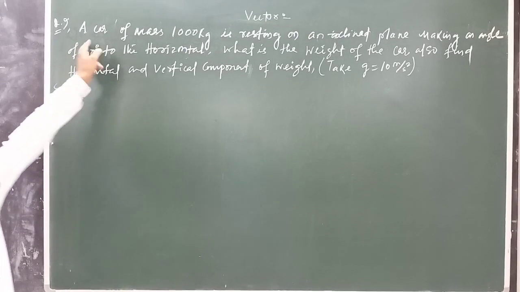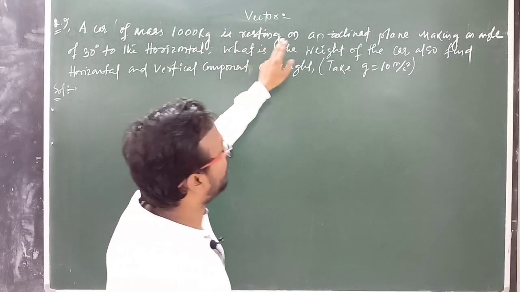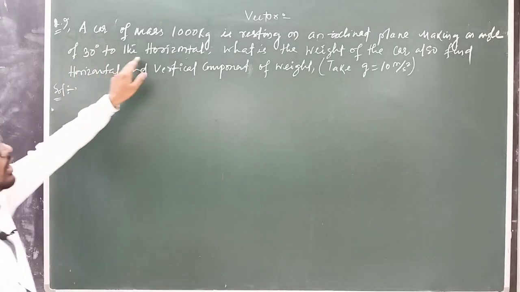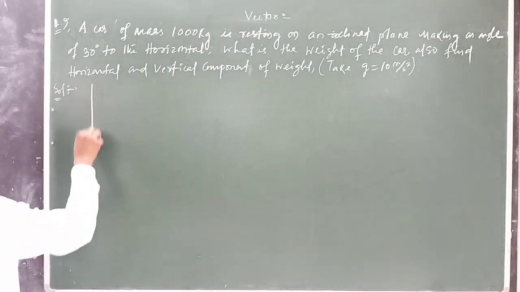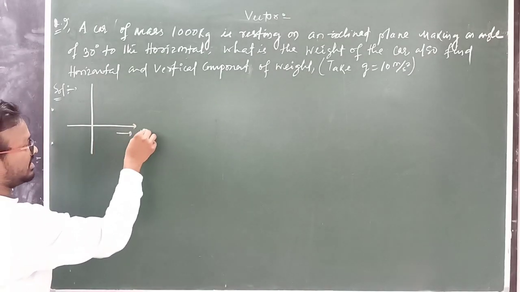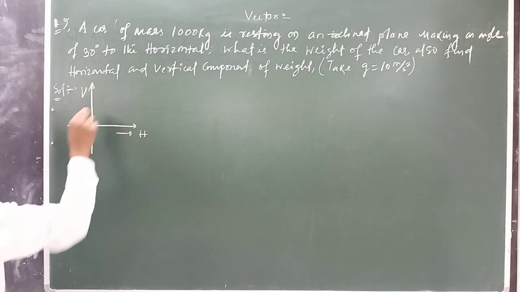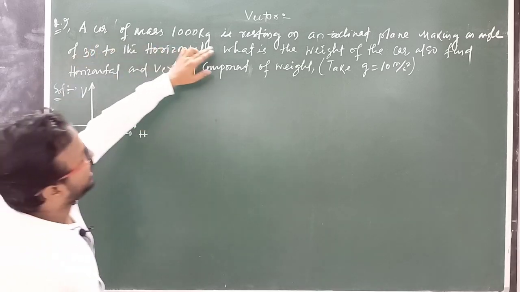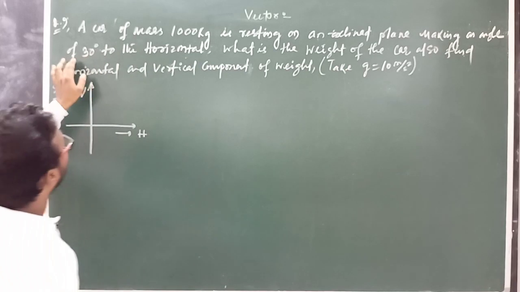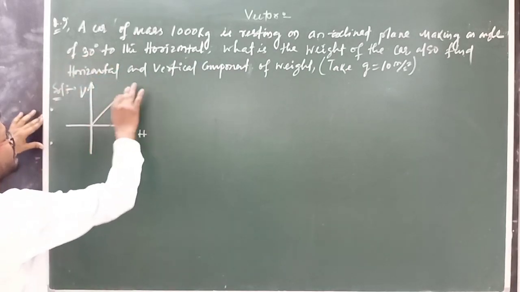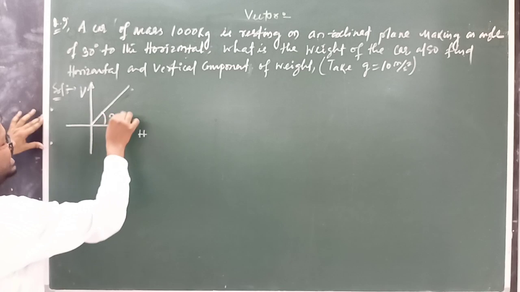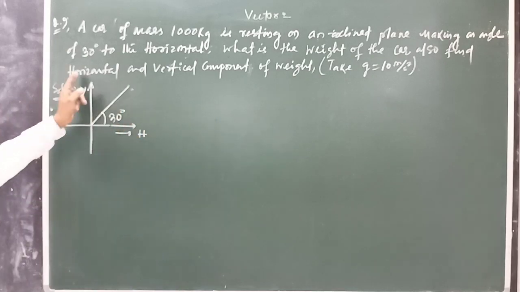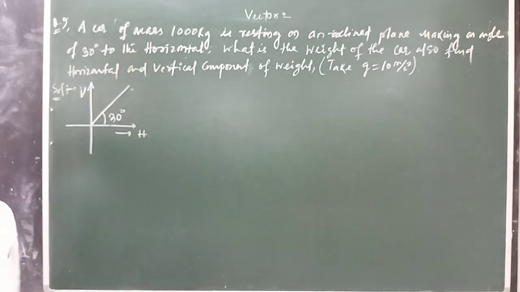So next question. A car of mass 1000 kg is resting on an inclined plane making an angle of 30 degrees with the horizontal, meaning this is the horizontal direction H and this is the vertical direction V. So according to the question, there is an inclined plane making an angle of 30 degrees with the horizontal. What is the weight of the car? Also find the horizontal and vertical components of the weight of the car.